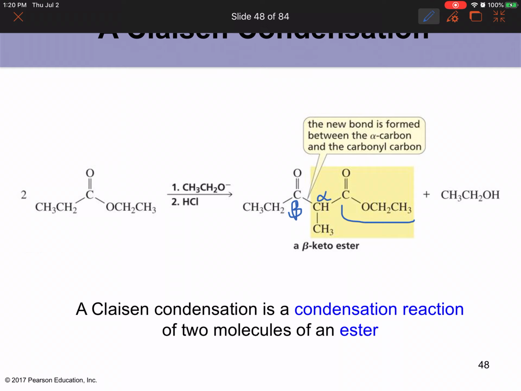The new bond is formed between the alpha carbon and the carbonyl carbon. That is exactly similar to what we had seen in the aldol reaction. Here also the new bond is being formed between the alpha carbon of one of the molecules of ester and the carbonyl carbon of the other molecule of the ester. It's the same pattern, but our starting materials are different. That's the only difference.